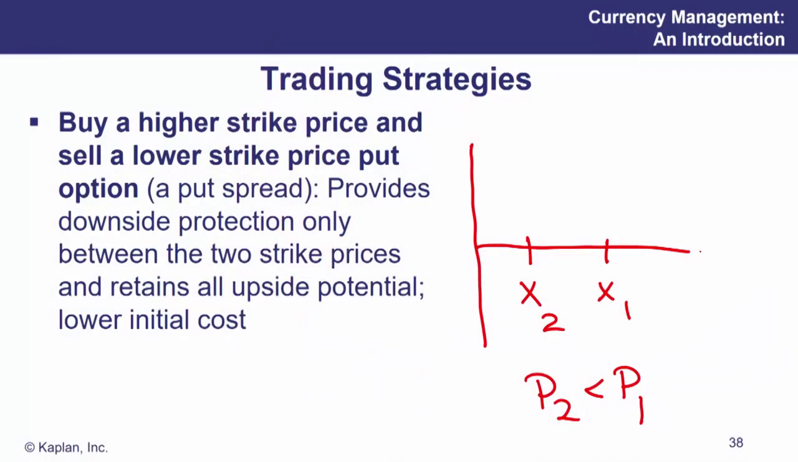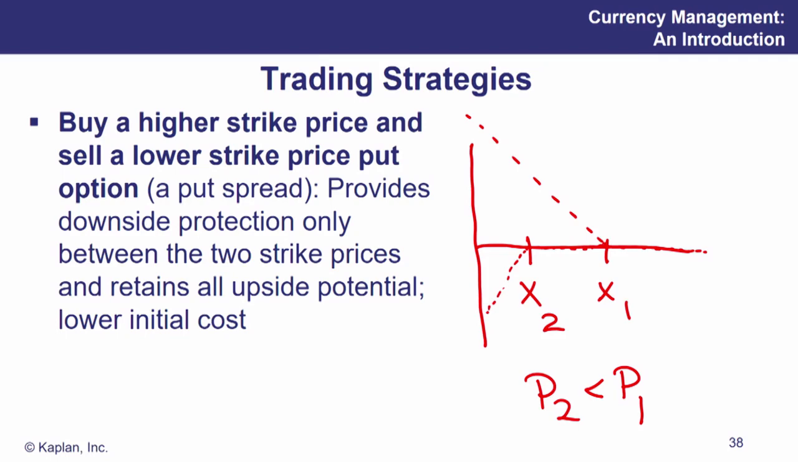So the payoff from buying X1, the one with the higher strike price, I'm going to have that payoff. However, if the price drops below X2, well now X2 has a payoff, and that payoff's going to move against me because I sold it, right? That's going to be a downward sloping curve, okay?